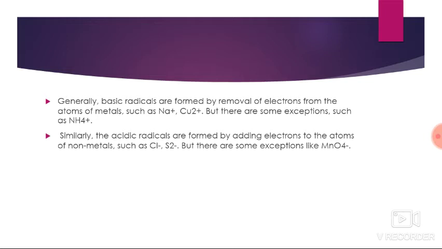So what it is telling us is that generally basic radicals are formed from metals like sodium and magnesium, and the acidic radicals are formed by adding electrons to the non-metals. So generally it is so, but there are some exceptions, such as among basic radicals, ammonium is not formed by a metal.